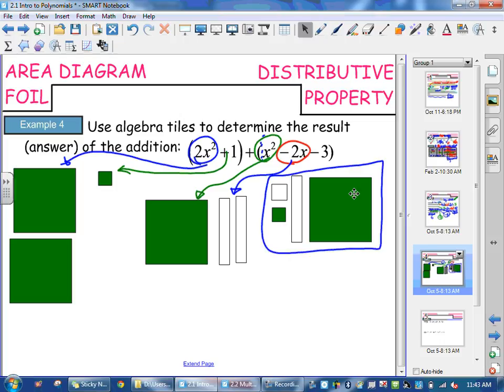Now this negative 3 here, does it have a variable? No, he's my lonely one. So he's these little baby boxes. So I'm going to have how many baby boxes? 3.